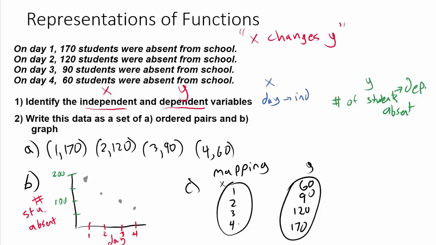Now what we're going to do is just connect the dots here. On day 1, there were 170 students absent, so we'll draw an arrow here. On day 2, there were 120 students absent, so we draw an arrow here, and you can kind of see the pattern that each of these would be connected as you go. So that's a bunch of different representations you could look at with a function. Your independent and dependent variables help you tell which is x and which is y in these ordered pairs, so we don't put them in the wrong order. And then you can sketch a quick graph or a mapping.